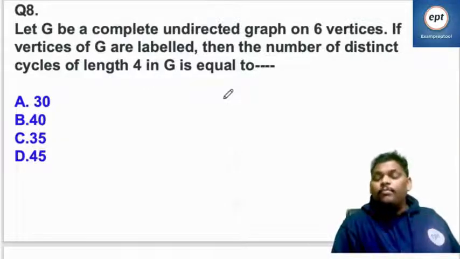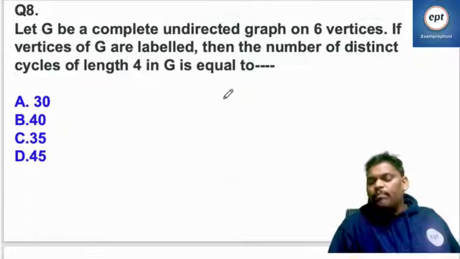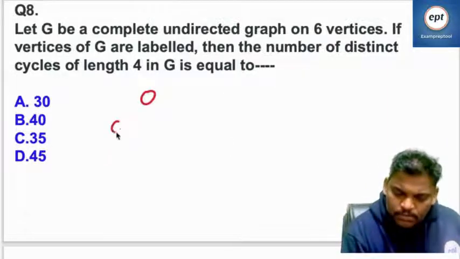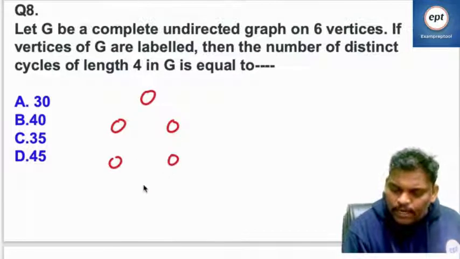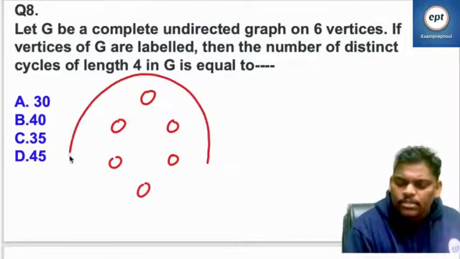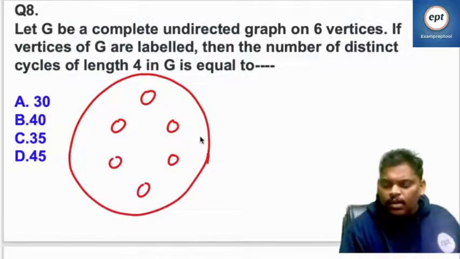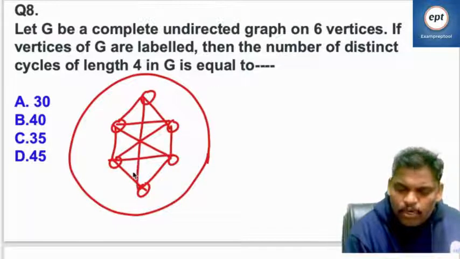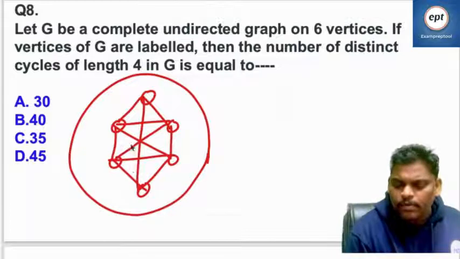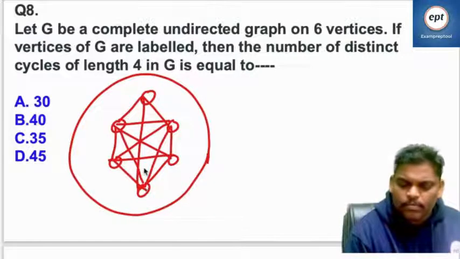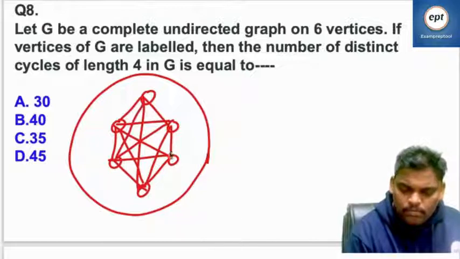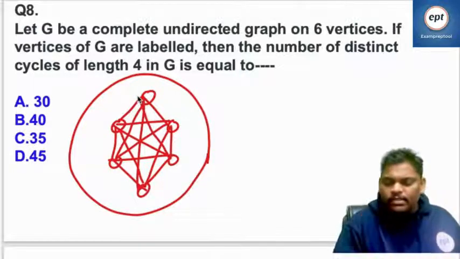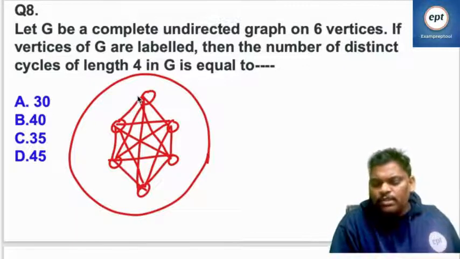It is a complete undirected graph. Remember, it is a 6 vertex, undirected and complete graph. Complete means every possible combination of edges is there. See, every vertex has degree 5.